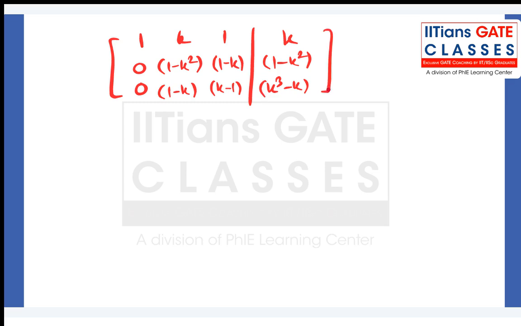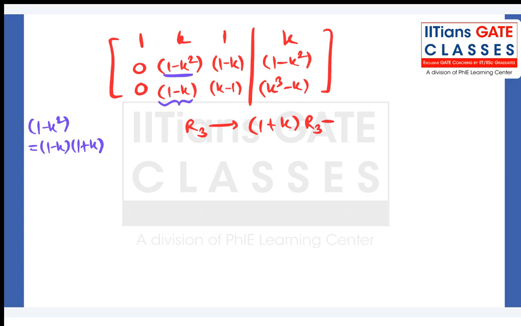Now you are supposed to eliminate this element. So how do you do that? Basically, 1 minus k square, you can write as 1 minus k times 1 plus k, right? a plus b into a minus b, a square minus b square. So what we can do is, while subtracting from R3, multiply R3 by 1 plus k and subtract R2 from it. So the first row is not changing. The second row also doesn't change because we are not doing anything to it.